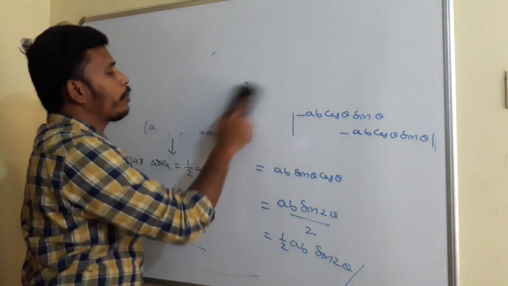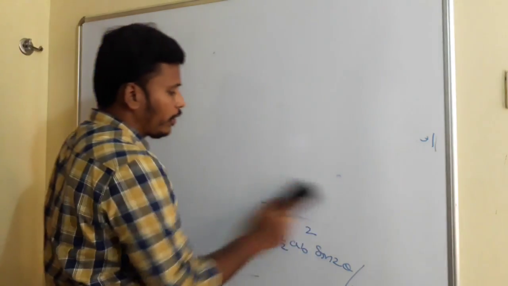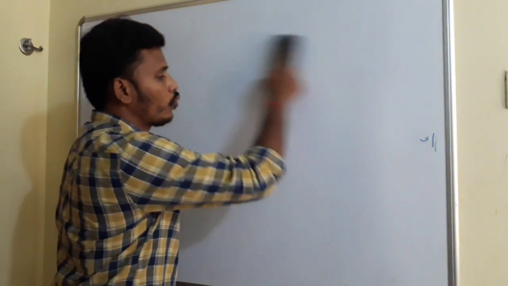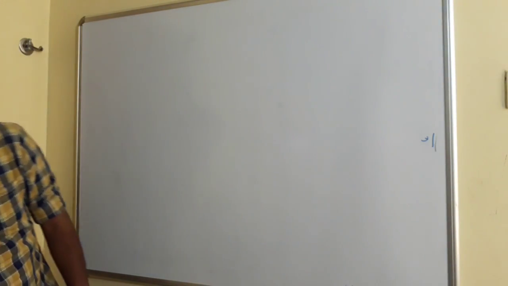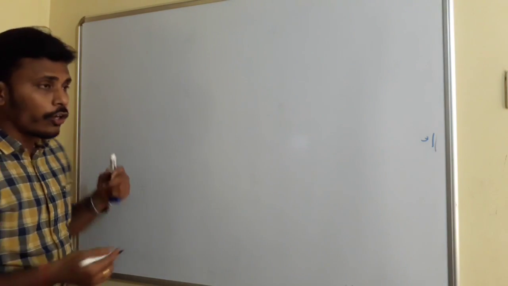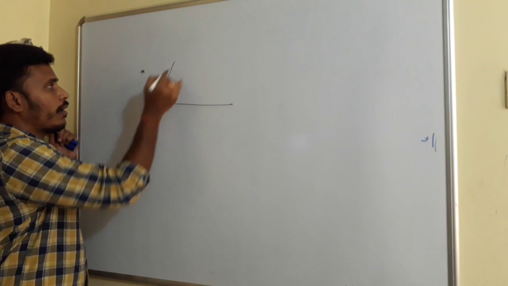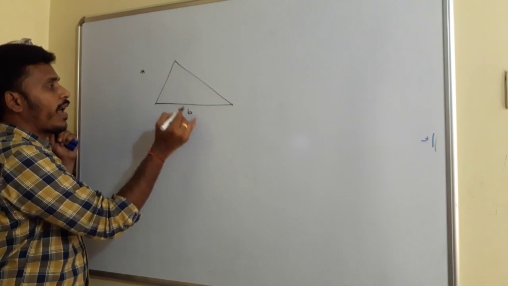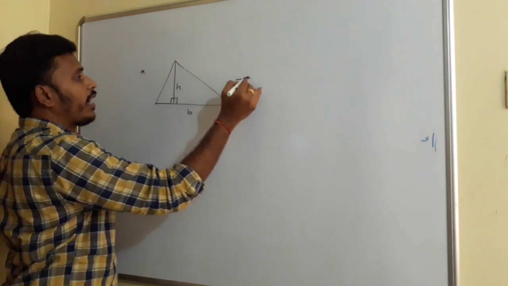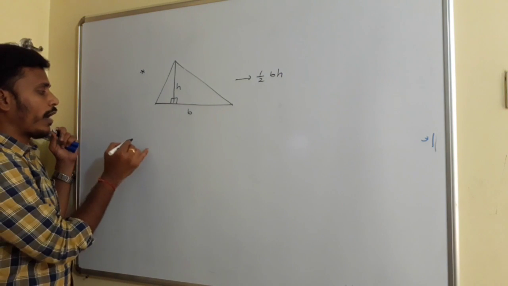While handling problems on areas of triangles in two-dimensional geometry or in trigonometry, you need to memorize certain aspects related to the area of the triangle. I am going to give you those aspects. For example, if you have a triangle in this general manner, then the area of the triangle is given by half base into height. If base is b and height is h, then its area is half base into height.